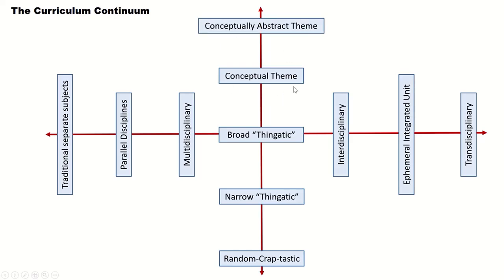And thematic. The difference between thing-adic and thematic is that thing-adic tends to be around a thing, an event, a person, something like that. Thematic is around a conceptual theme that might involve things, but it's got a broader look at that thing. So, for example, we could study presidents, and we could study fairly broadly, or we could study the concept, what does it mean to be a good leader? And in so doing, we could study presidents, but we could also study CEOs, or coaches, or teachers, or something like that. And so now we've moved to a conceptual theme.